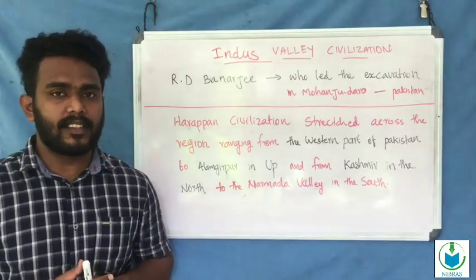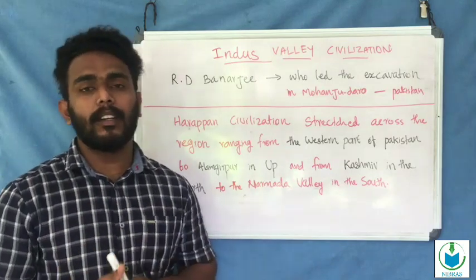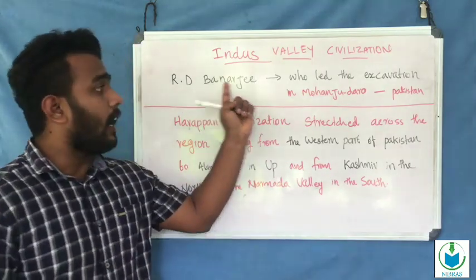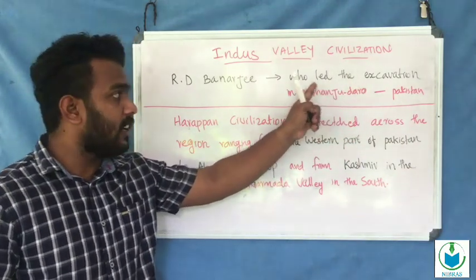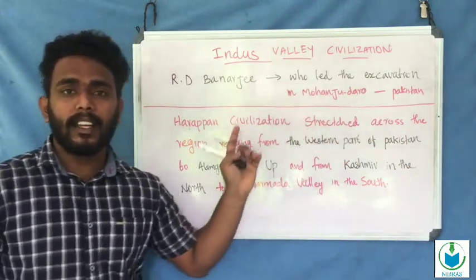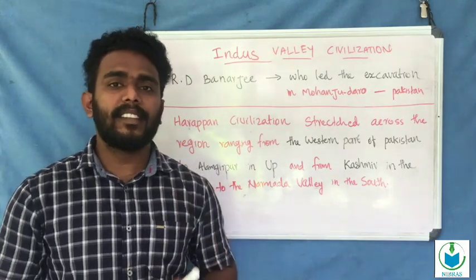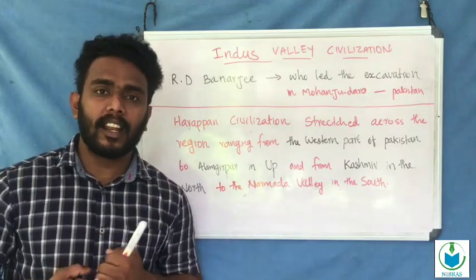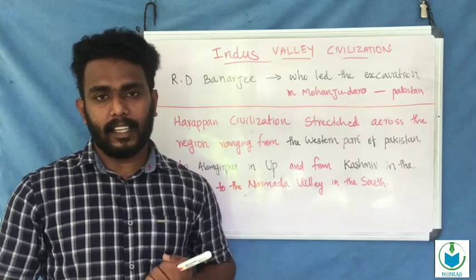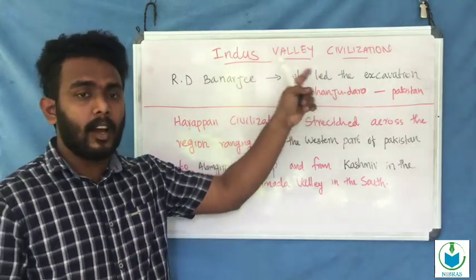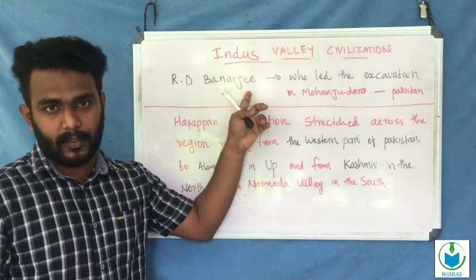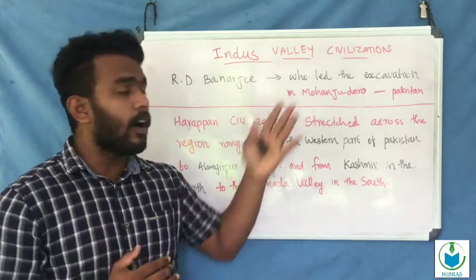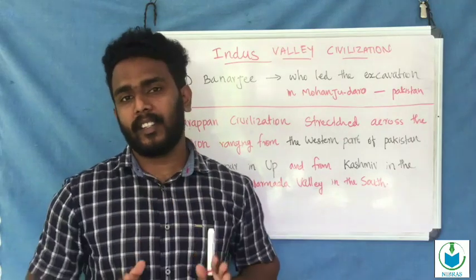The next excavation happened in the next main city of the Indus Valley, Mohenjo-daro. So in the Indus Valley civilization, the two main cities were Harappa and Mohenjo-daro. In Harappa, the excavation was led by Dayaram Sahni. In Mohenjo-daro, the excavation was led by R.D. Banerjee, in present Pakistan.